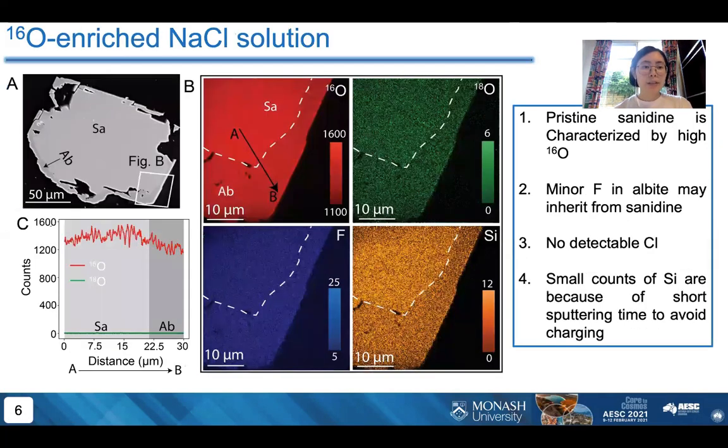If we look at the reaction products formed from oxygen-16 enriched solution, you can see that both albite and sanidine are characterized by enrichment in oxygen-16, but have almost zero oxygen-18. The minor counts of fluorine in albite may be inherited from pristine sanidine. Even though this solution is chlorine enriched, there was no detectable chlorine in albite, and the small counts of silica are because of short sputtering time, which is used to avoid charging issues.